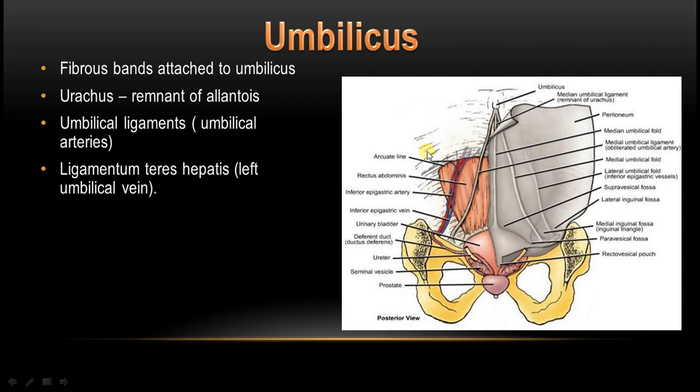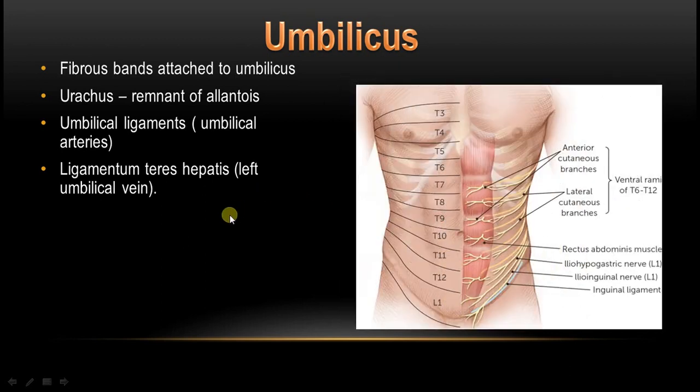So these are fibrous bands: mainly your median umbilical ligament, which is your urachus; medial umbilical ligaments, which are your obliterated umbilical arteries; then ligamentum teres hepatis, which is your obliterated left umbilical vein. So skin is mainly supplied by the lower 5 thoracic nerves, 8, 9, 10, 11, 12.